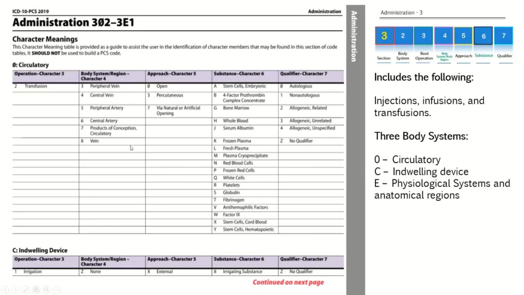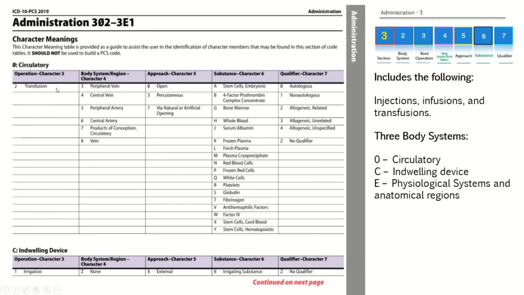Oh, you know what, coders? I didn't define what administration is. So let's backtrack a little bit. Administration, these are injections, infusions, and transfusions. All right? That's all it is. Okay, so let's go back. If we're talking about circulatory, that's only going to be dealing with transfusions. And make sure you look up the definition or the objective of a transfusion.